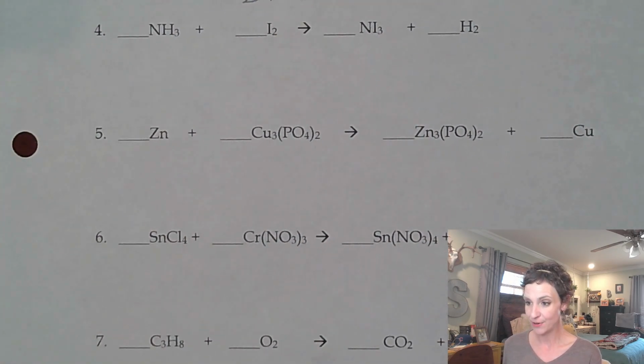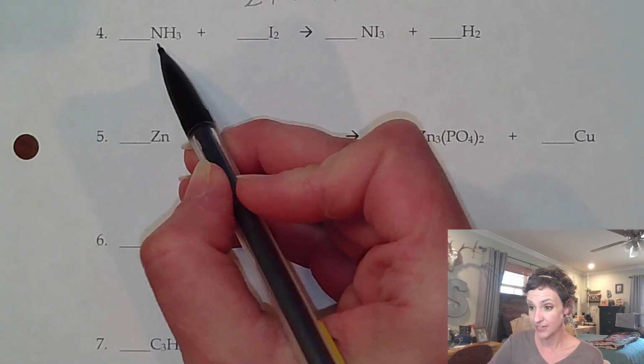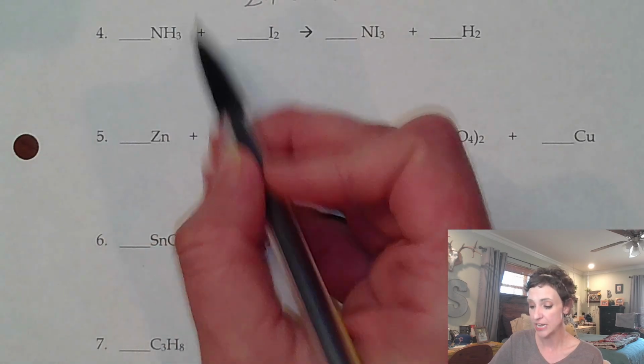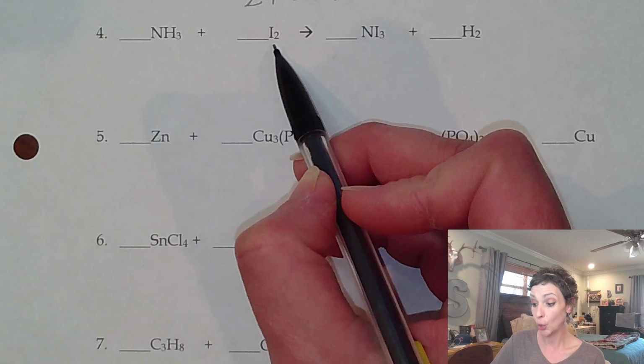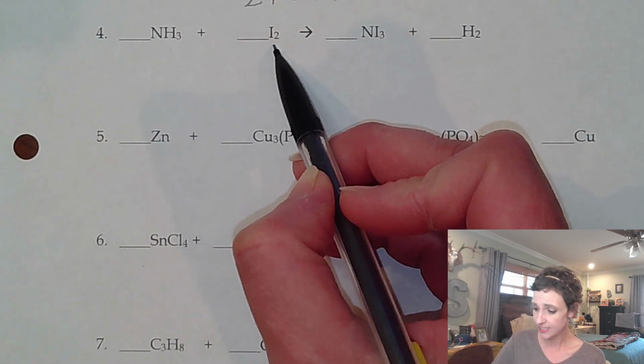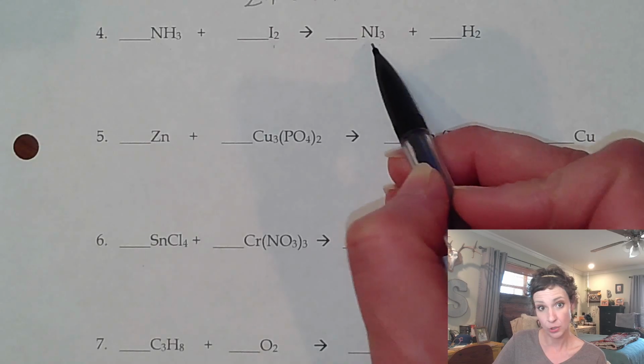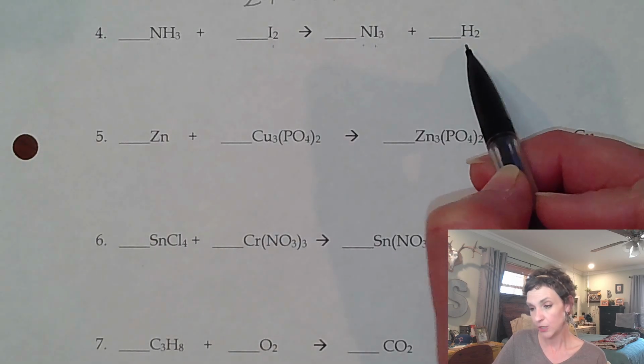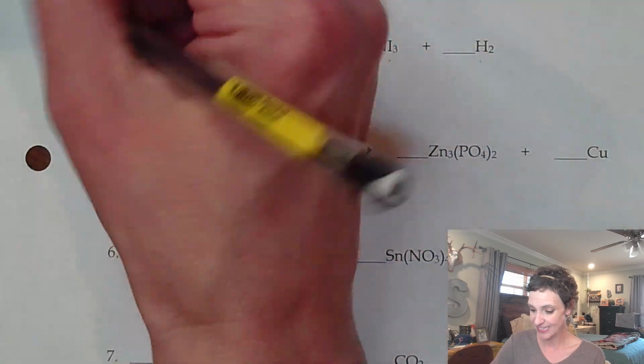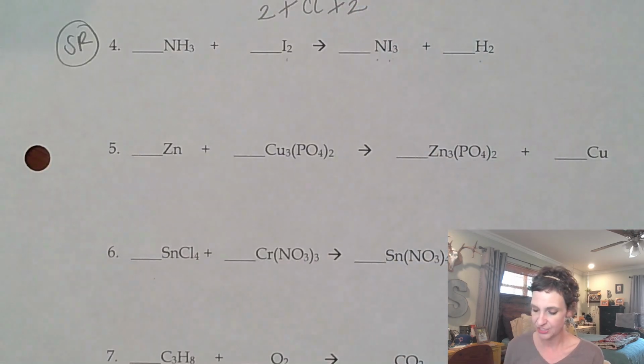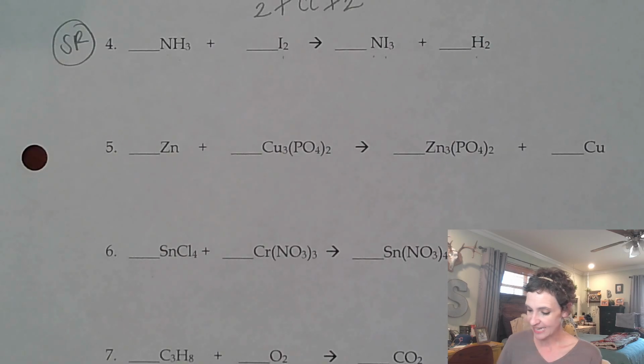Number 4. Let's see what type of reaction I have. I have a couple, nitrogen and hydrogen. This is ammonia. And I have a single person, yes? And it looks like over here on the product side, I have a new and different couple and a new single person. So this is a single replacement reaction. Yep. Okay, set up my inventory.